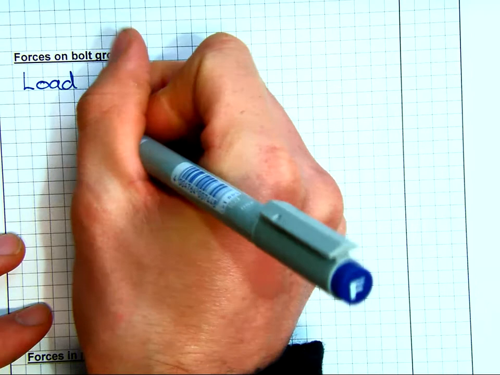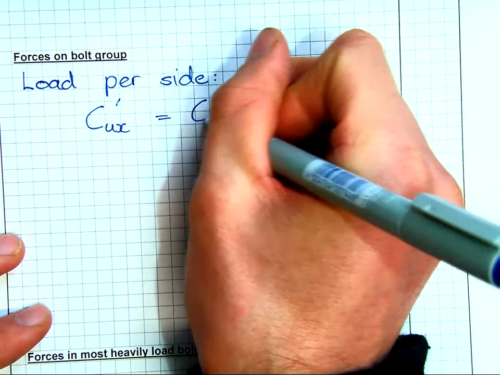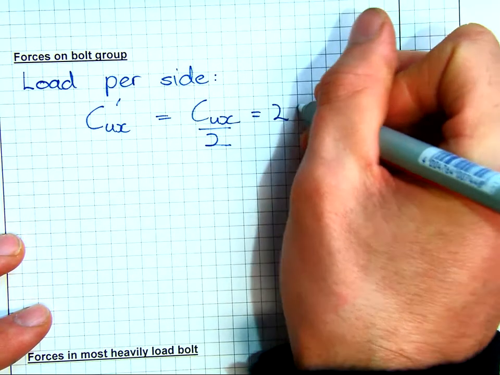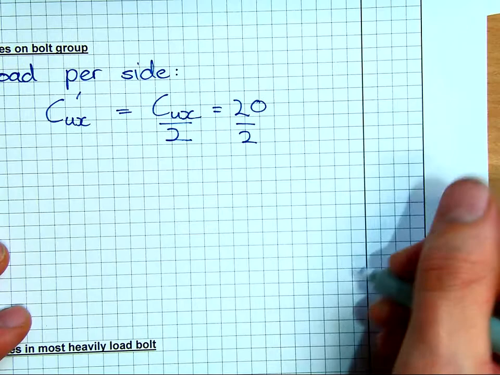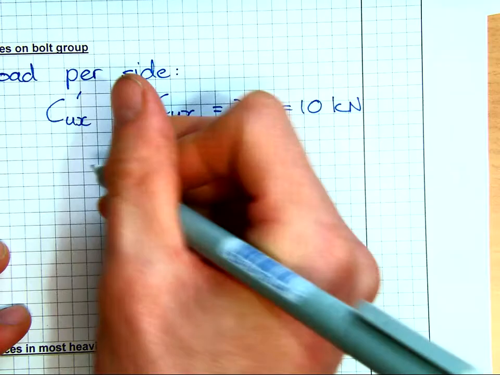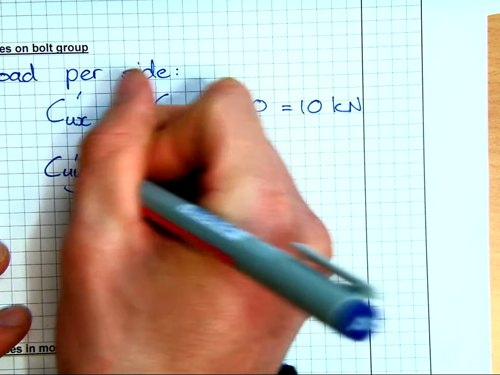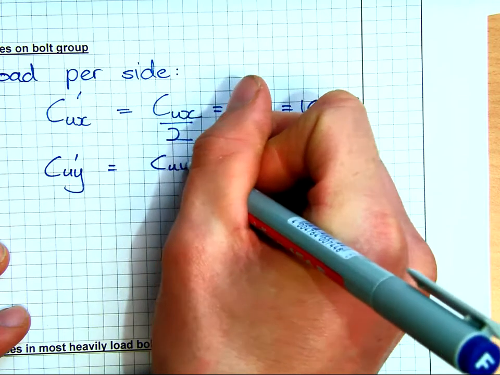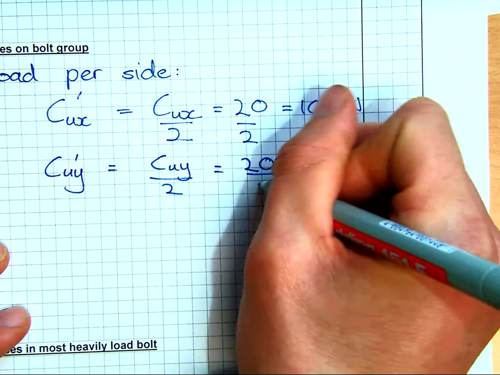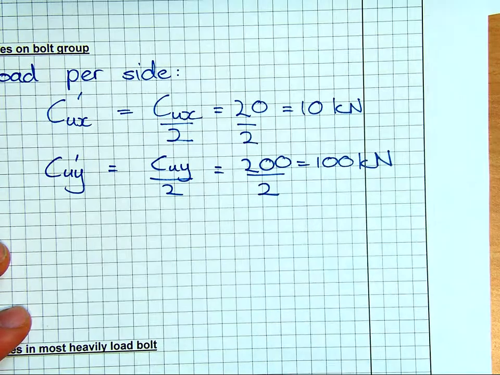And this is where I wrote it as CUX prime, simply that it is the total load in the x direction divided by 2, and that gives me 10 kilonewtons horizontally per side. And then my y component is the exact same thing. It's CUY over 2, and this is 100 kilonewtons.